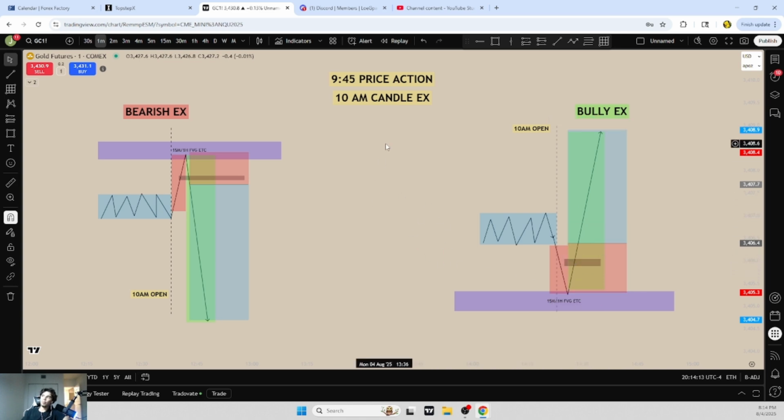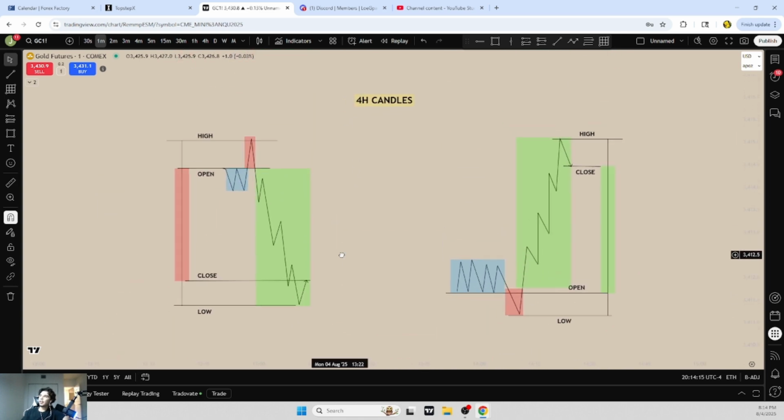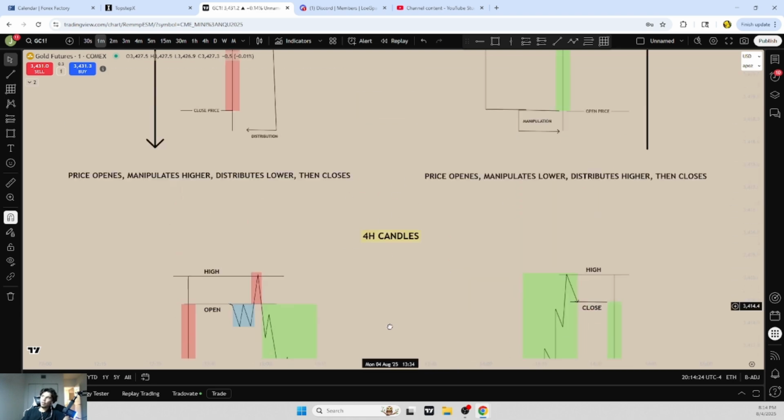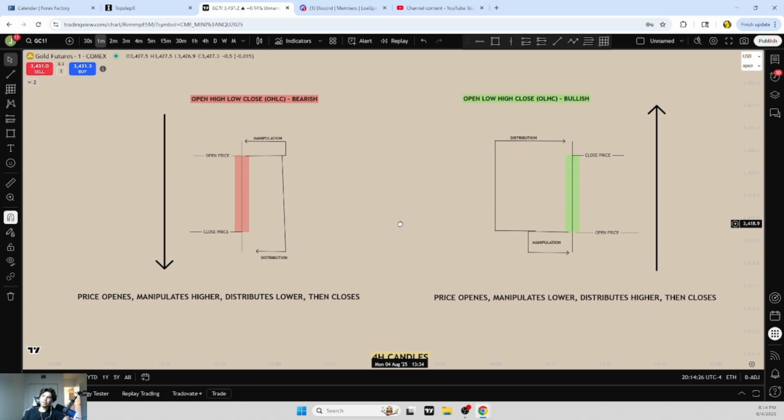Pause this video. I'm going to move up. Here is the 4-hour candles, right? So these candles are the 4-hour, and this is what price looks like on the lower time frames. Essentially accumulating, manipulate, distribute, right? And then up here is just the basic definition of open, low, high, close, and open, high, low, close.